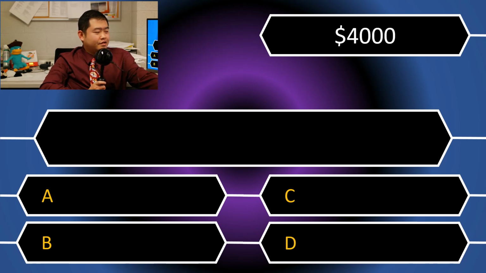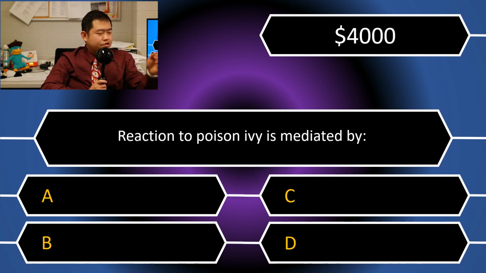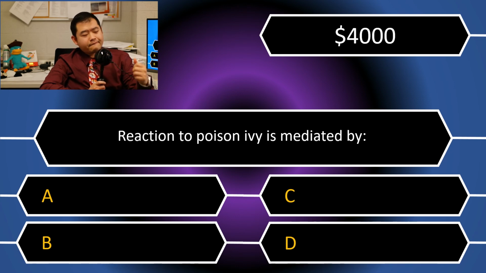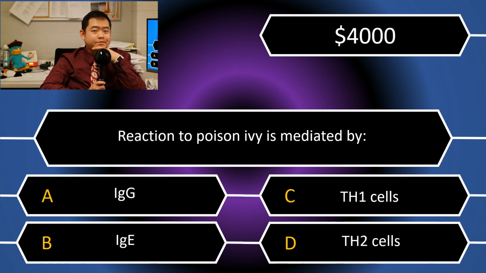All right, so it's the $4,000 question. Reaction to poison ivy is mediated by A. IgG, B. IgE, C. Th1 cells, and D. Th2 cells. This could be a little bit tricky.